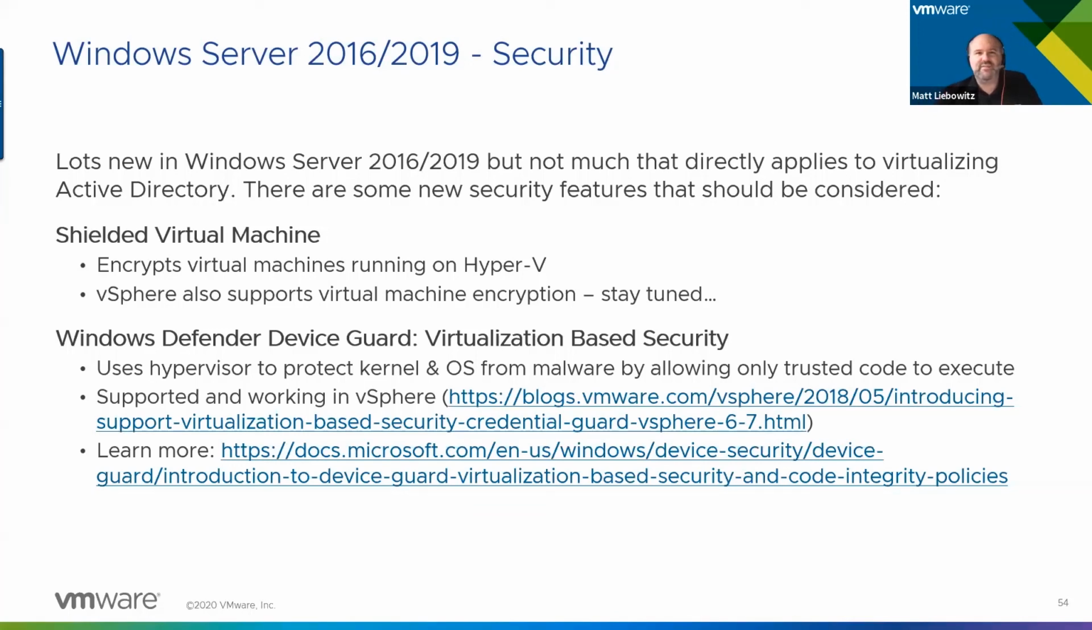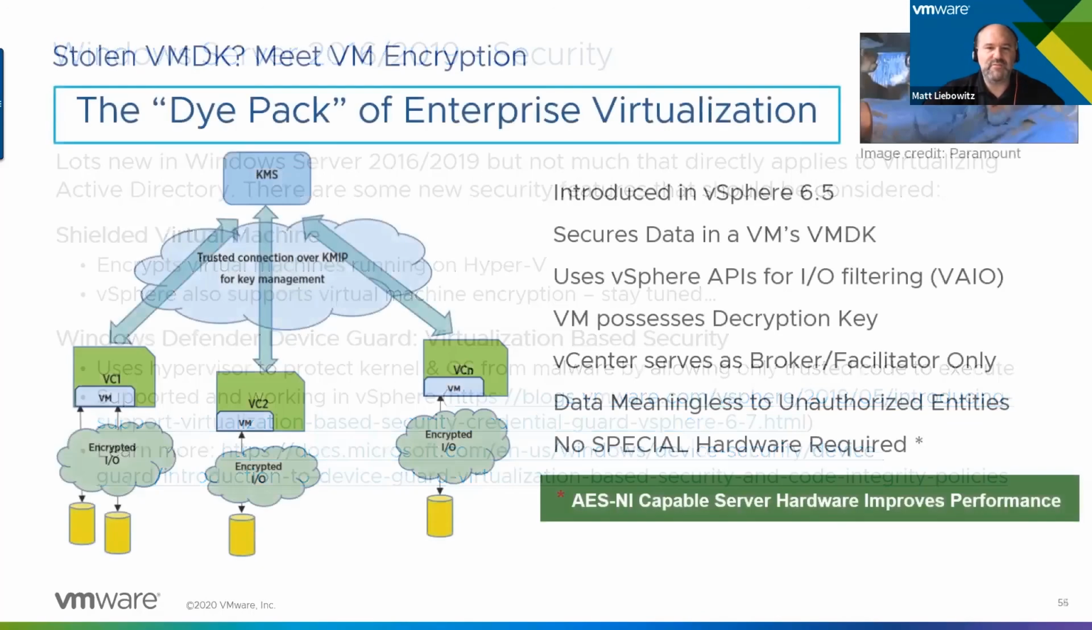What this does is it uses the hypervisor to protect the OS by only allowing trusted code to execute, to protect against malware. That feature is available in vSphere as of 6.7. It's called Credential Guard. You can learn more about it by clicking on the Microsoft link here, which will give you all the information on how this feature works in general.